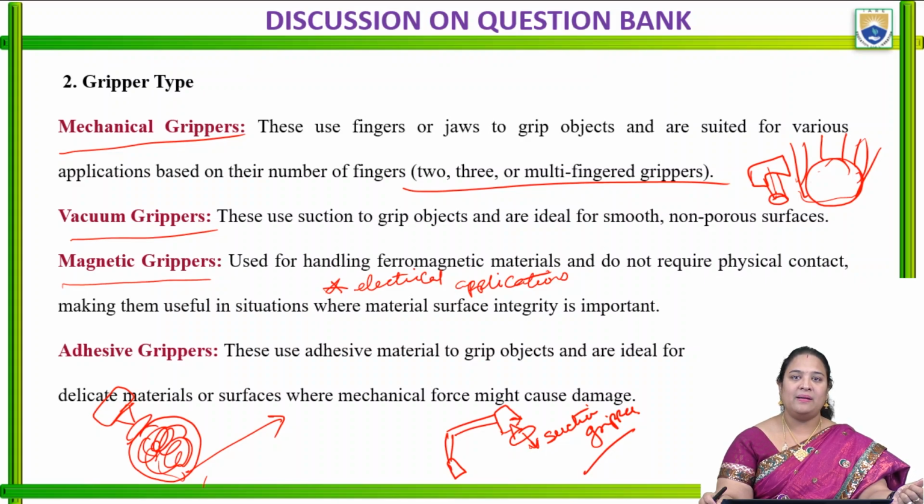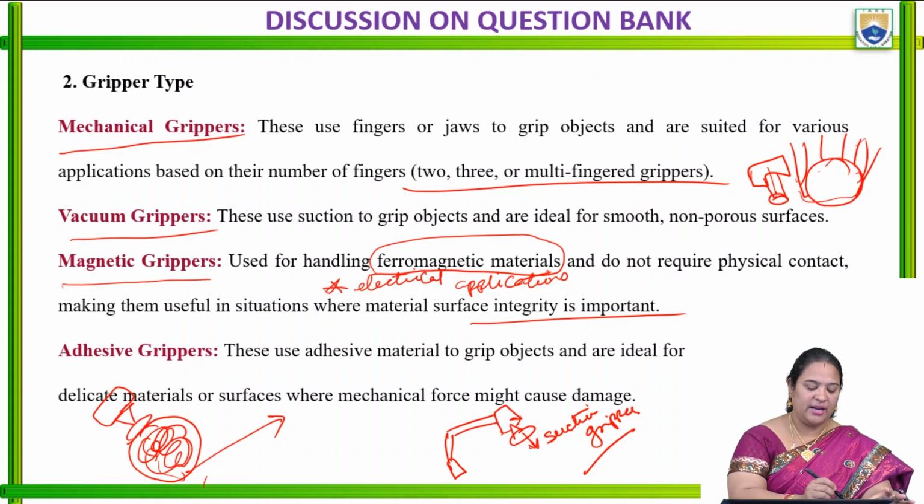This magnetic type of gripper is mostly used for ferromagnetic materials. For handling ferromagnetic material that allows physical contact, we use a magnetic gripper, which makes it more useful in situations where material surface integrity is important. Clear? Next, coming to the adhesive gripper.